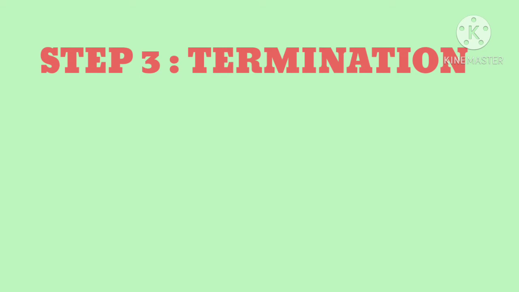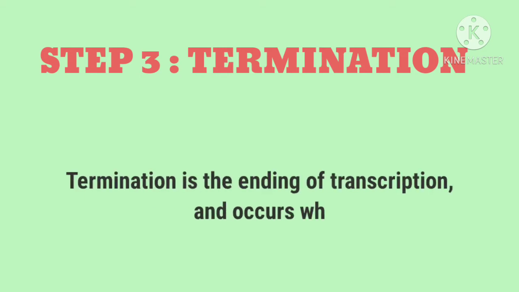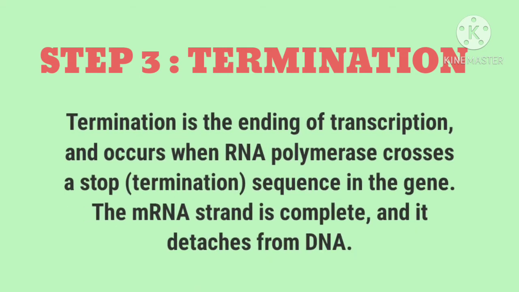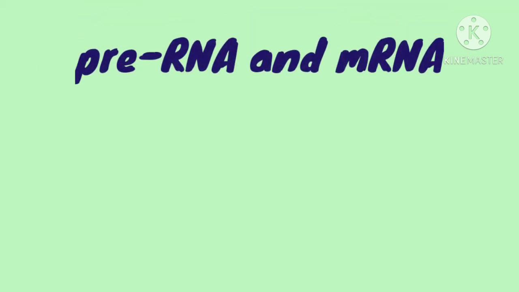Step 3. Termination. Termination is the ending of transcription and occurs when RNA polymerase crosses a stop sequence in the gene. The messenger RNA strand is complete and it detaches from DNA.